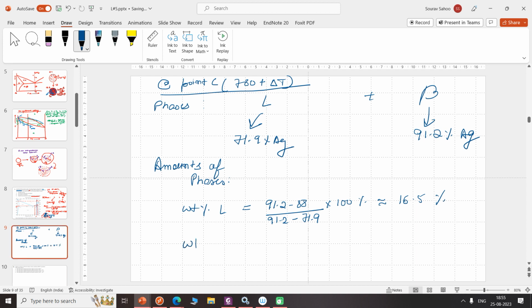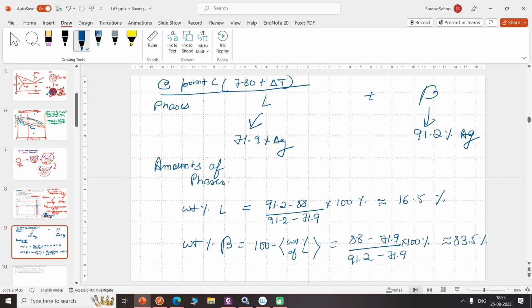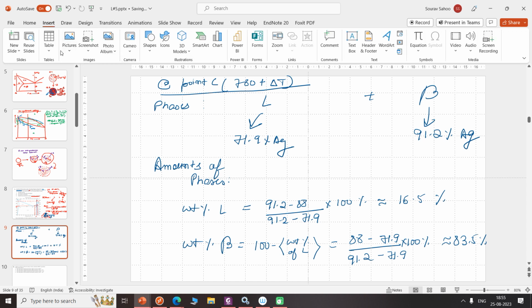And the weight percentage of beta is 100 minus the weight percentage of liquid, that is equal to 88 minus 71.9 divided by 91.2 minus 71.9, into 100%, which should give me 83.5%. So this is the percentage of beta that we have just above the eutectic temperature.